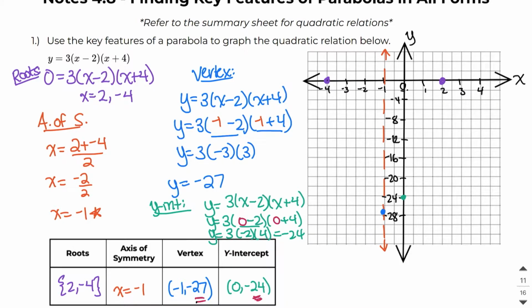And then I'm also going to draw the symmetrical y-intercept value on the other side as well. So I also know that at negative 2, it will also correspond with negative 24. And then I can just connect those dots. And this is how I found my parabola's key features in factored form.